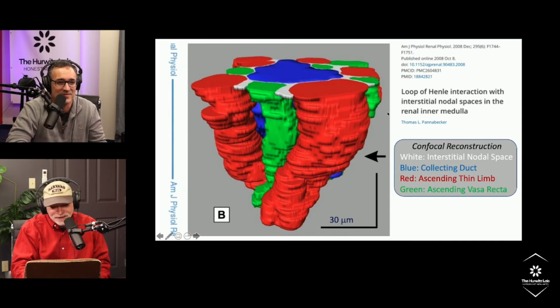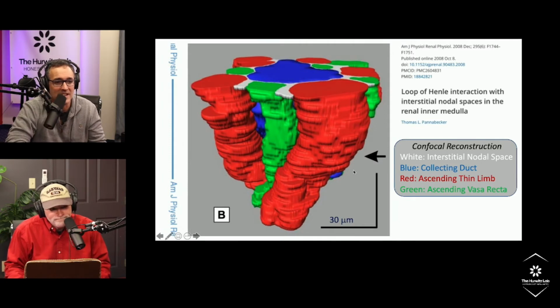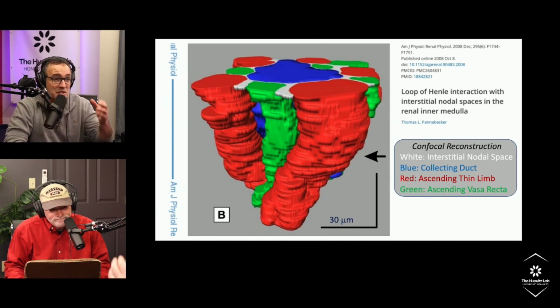It's always blue in the collecting duct. The red is the ascending thin limb of Henle, and the green is the ascending vasa recta. And what's your gestalt from seeing this? I think one thing that's interesting is that there are multiple ascending vasa recta surrounding that collecting duct. And the collecting duct itself is flowing potentially in one direction, down. It is flowing down. Right.